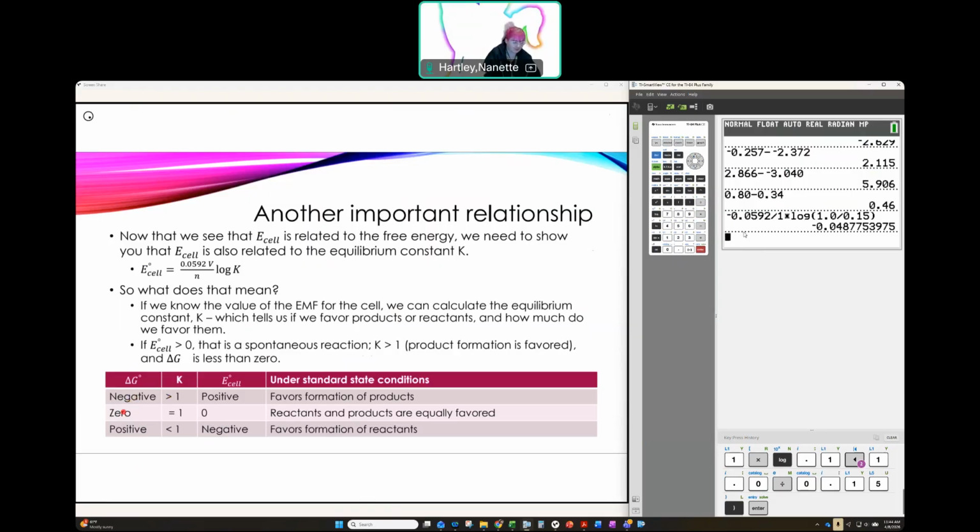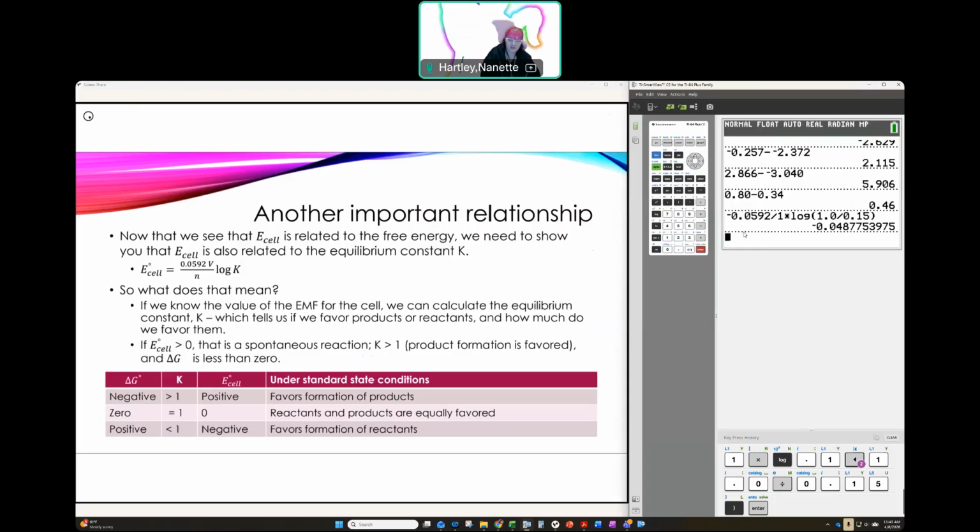If my delta G is 0, K is equal to 1, and that means that I have no E naught cell. They're equally favored. And again, if my delta G is positive, my K is not greater than 1, then this E naught cell is negative. So it's not spontaneous in the forward direction. Then that means that K is very tiny. I have more reactant than I do product. So that favors the formation of the reactants.